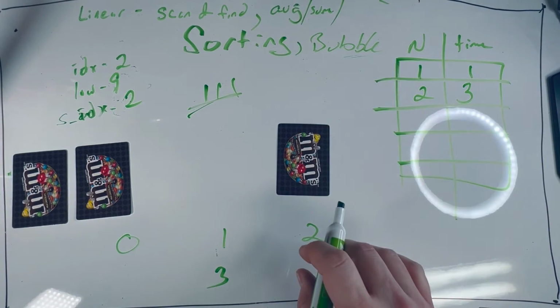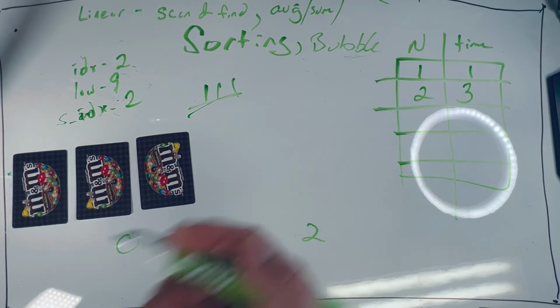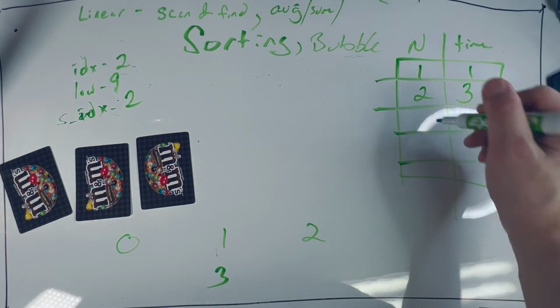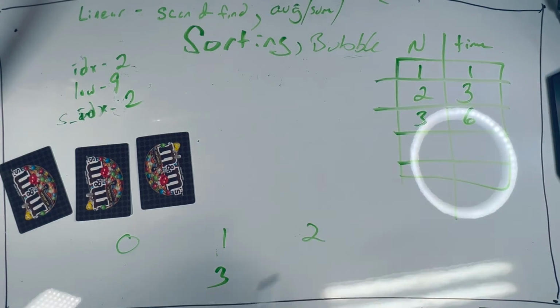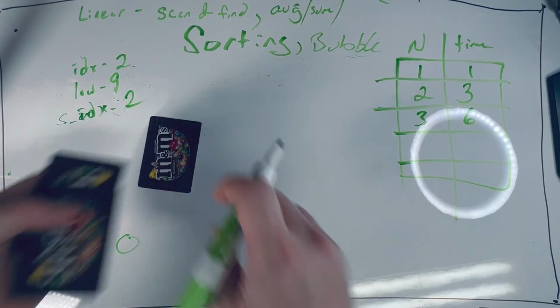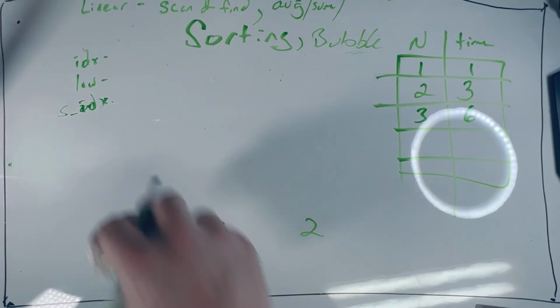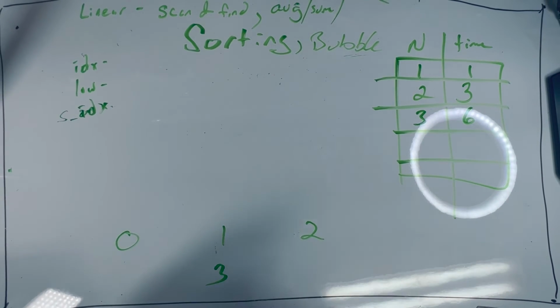And then I'm done. So I think that took a total of 6 steps, right? 5, yeah, so it took 6. So 3 took 6. And I'm going to do this super quick for number 4 to go through that again, just so I can start this chart to show you what I'm thinking. So I'll grab my 4th card.